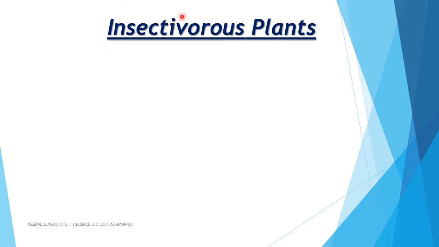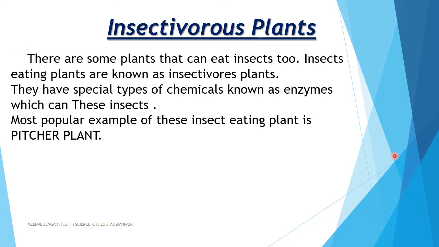Insectivorous is made up of two words. Insectivorous means that consumes insects. Plants that consume insects are known as insectivorous plants. They have a special chemical in them. These chemicals are known as enzymes. These enzymes help that plant to digest that particular insect.